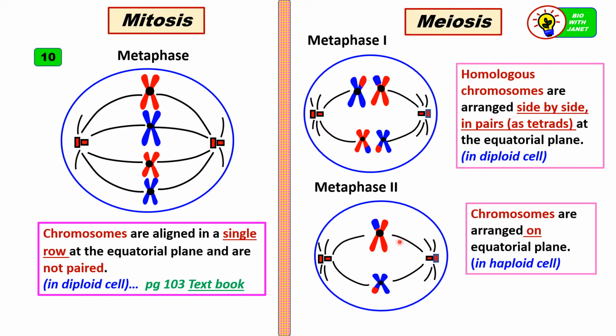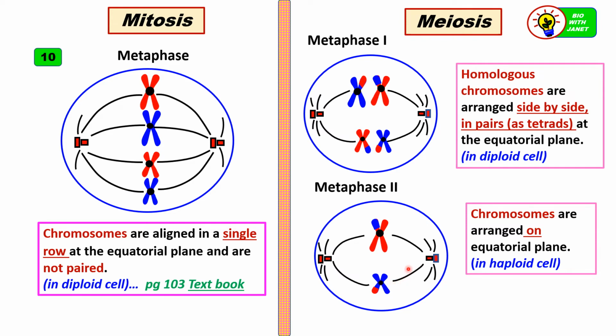Now you look at metaphase 2. You have only 1 copy of the long chromosome and 1 copy of the short chromosome. So this is a haploid cell. Okay? Because for diploid cells, you should have 2 copies of each type of chromosome. Okay? So here there's only 1 copy of the long chromosome, 1 copy of the short chromosome. So it's a haploid cell. It must be metaphase 2.